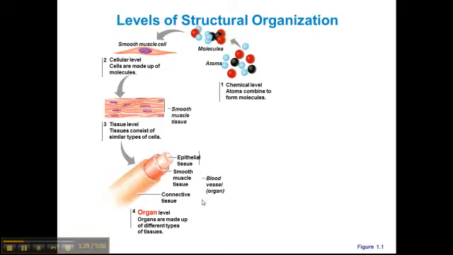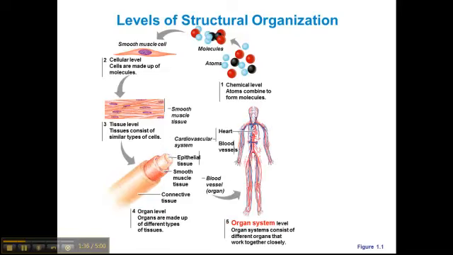Organs by themselves do not function. What they must do is function together within an organ system. In the example here, we now take our blood vessel and put it into an organ system such as the circulatory or cardiovascular system, which includes the blood vessels and the heart.